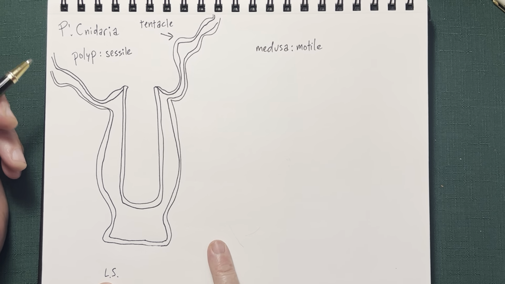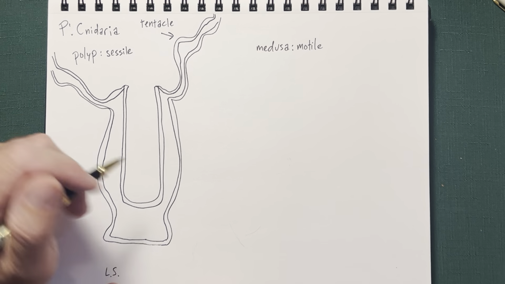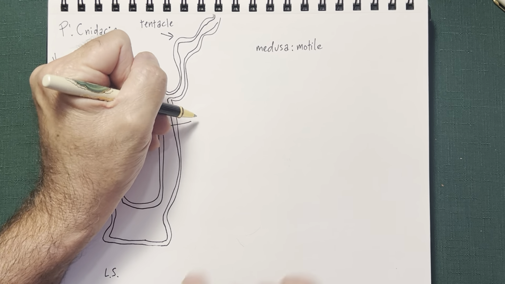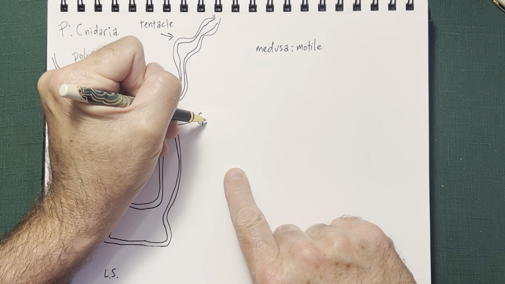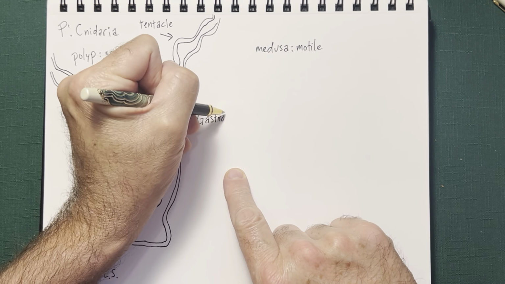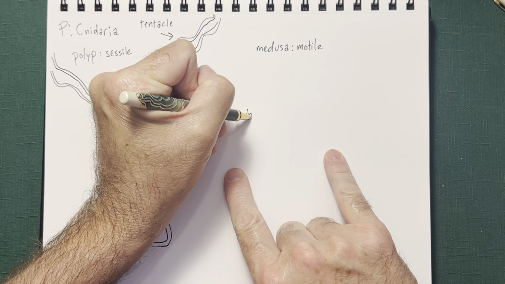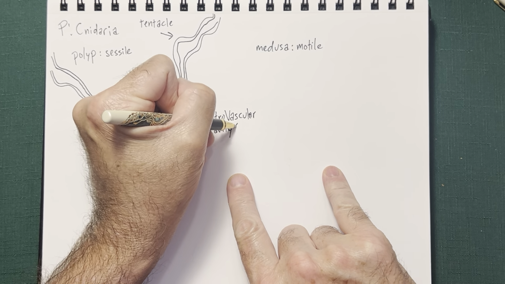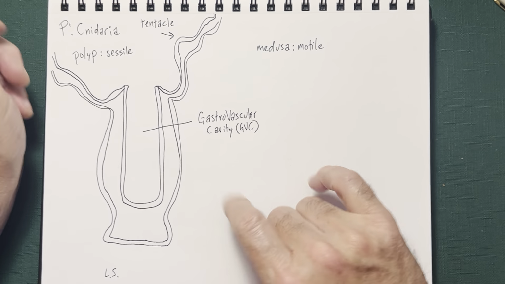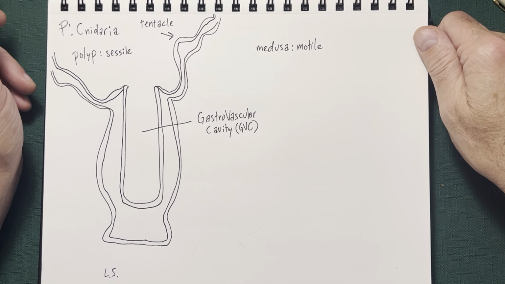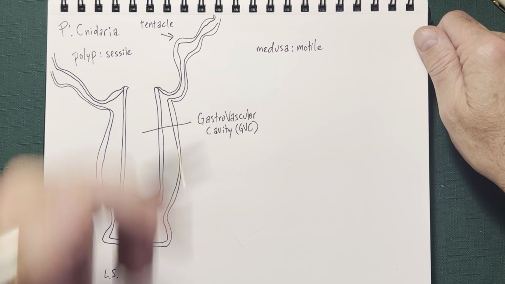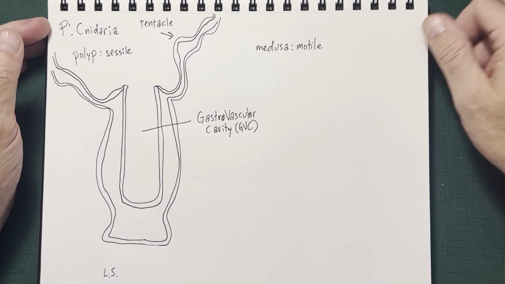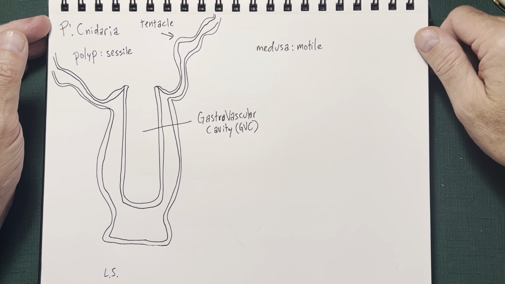Okay, so what we've got here is the animal has one body cavity right here, which is called the gastrovascular cavity, or from here on out, most of the time I'm going to refer to it as the GVC. Gastro is like the stomach. And then also this cavity serves to circulate things around as well.